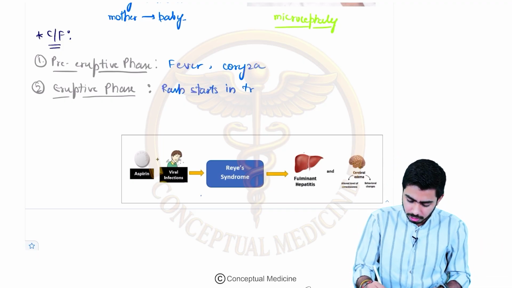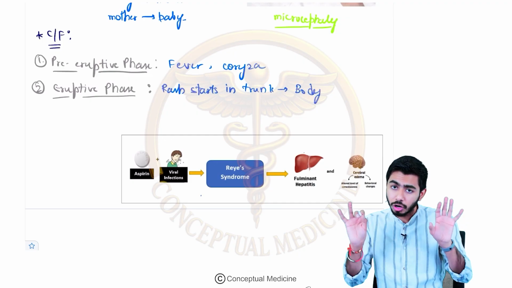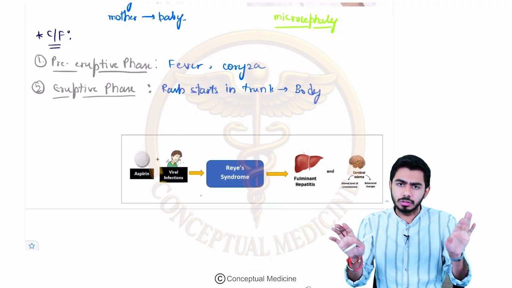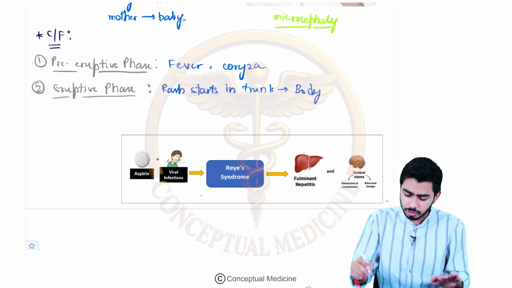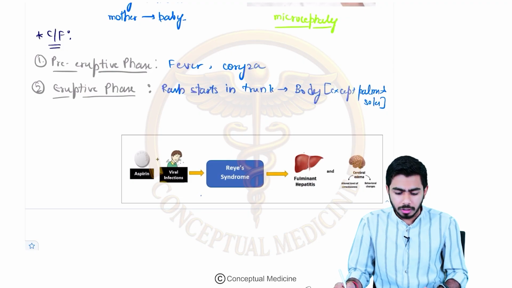So it starts in the trunk and then spreads towards the whole body. Okay, guys, understood? But it will not infect the palms and soles. So, except palms and soles, understood? Right.